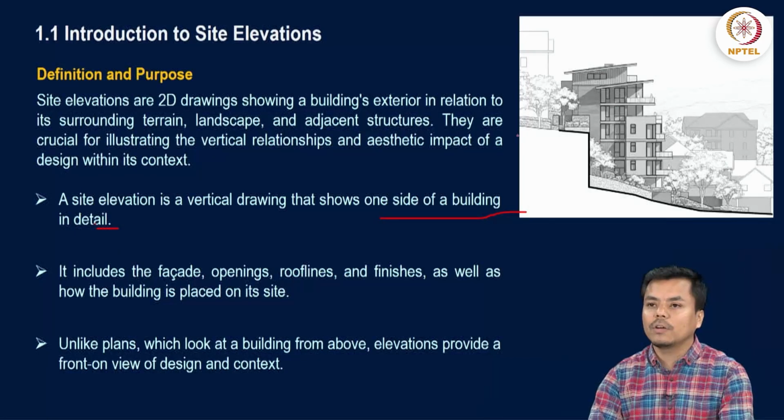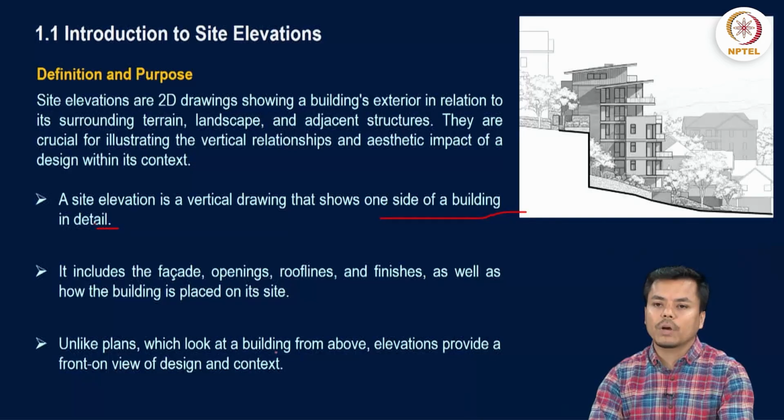When you draft the elevation, you might have just showcased this part of the structure, but how is it responding to the terrain of the site? That can be understood through the site elevation. It includes the facade, openings, roof lines and finishes, as well as how the building is placed on the site. All this information can be understood and visualized from the site elevation.